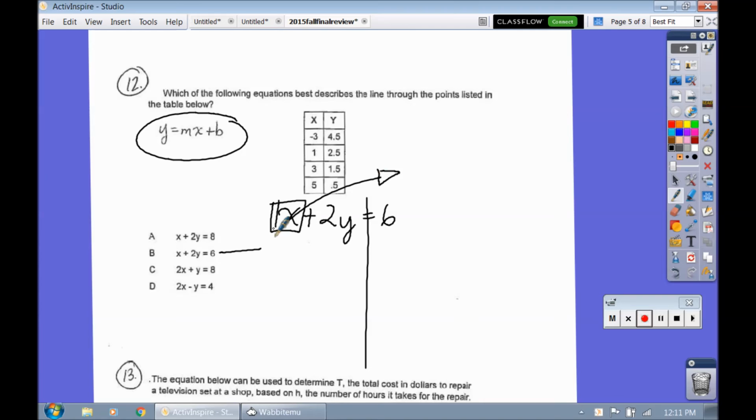It's positive on the left, which means it's going to be negative on the right. Bring down your positive 6. And then our last step in this process is to divide by the number in front of y. In this case, it's 2.